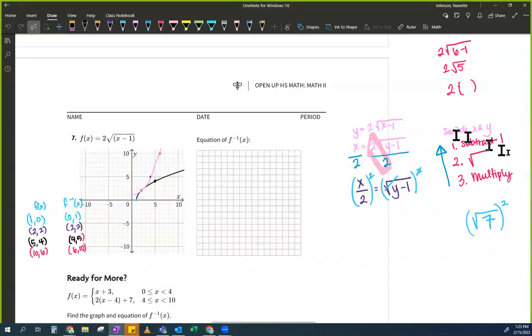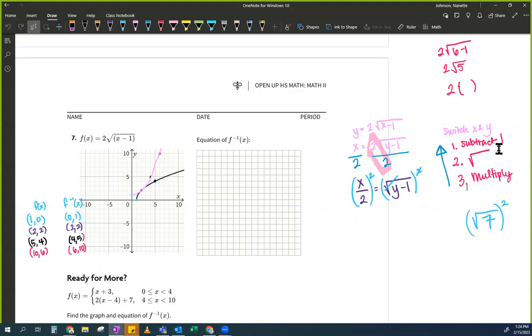So then those two cancel. And then last but not least, the last thing I have to take care of is subtracting 1. How do you undo subtract 1? How do I undo that? Yeah, you just add 1.